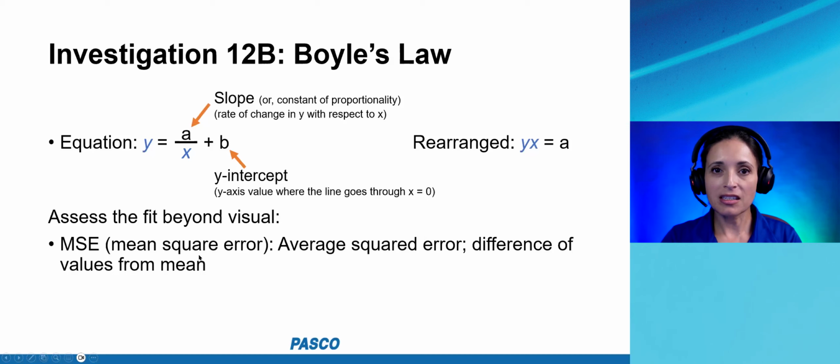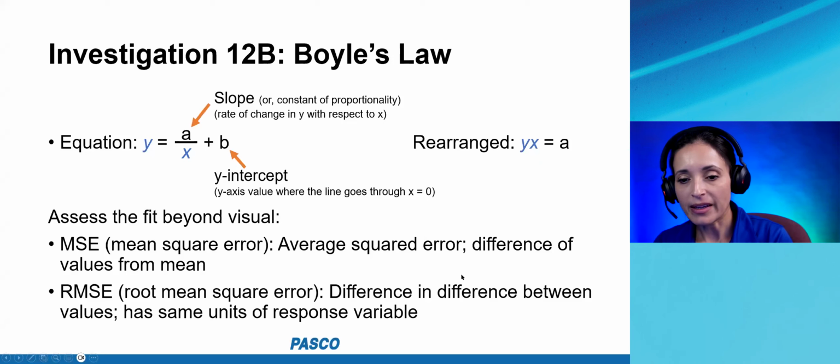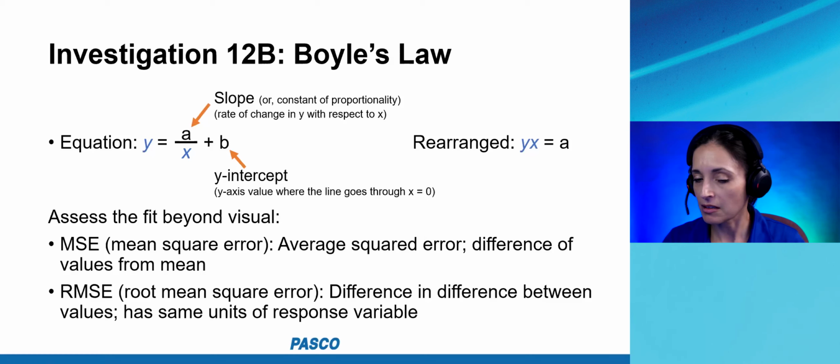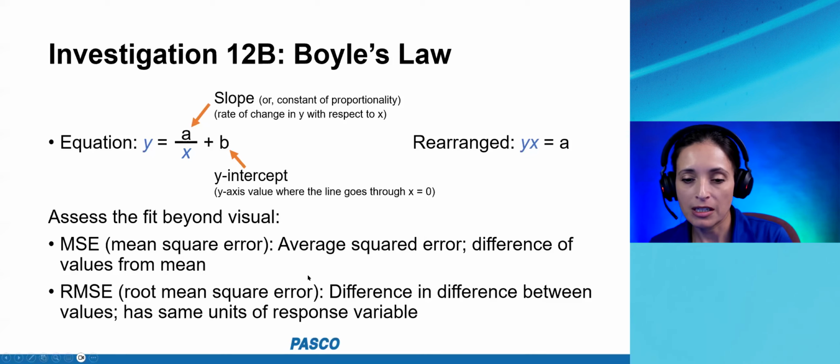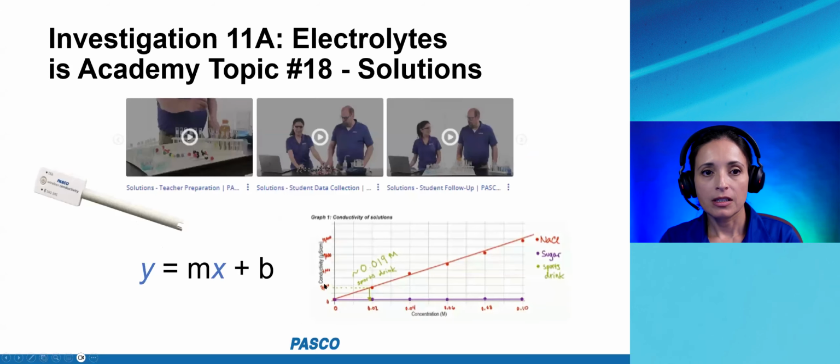And here's how you assess the fit. You look at the mean square error and the root mean square error. They each tell you how different the data is from the predicted line, and they're both a measure of the goodness of fit of whatever model you picked for your data. And you want them to be close to 0.